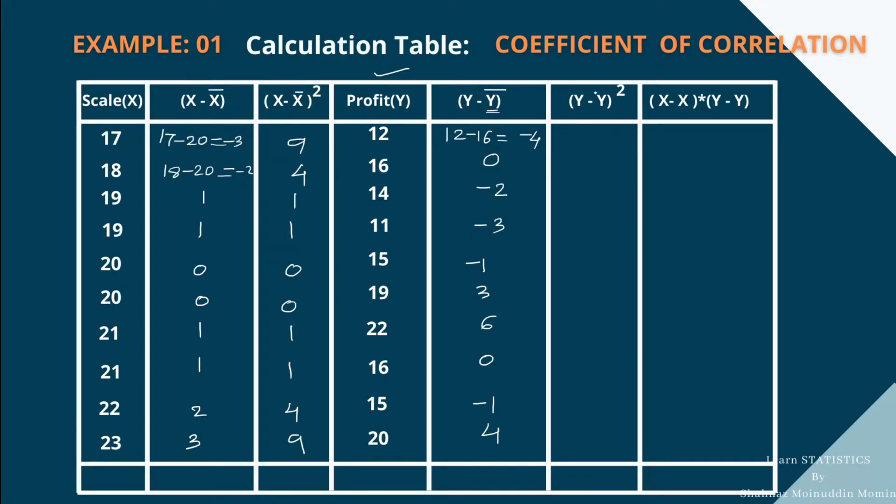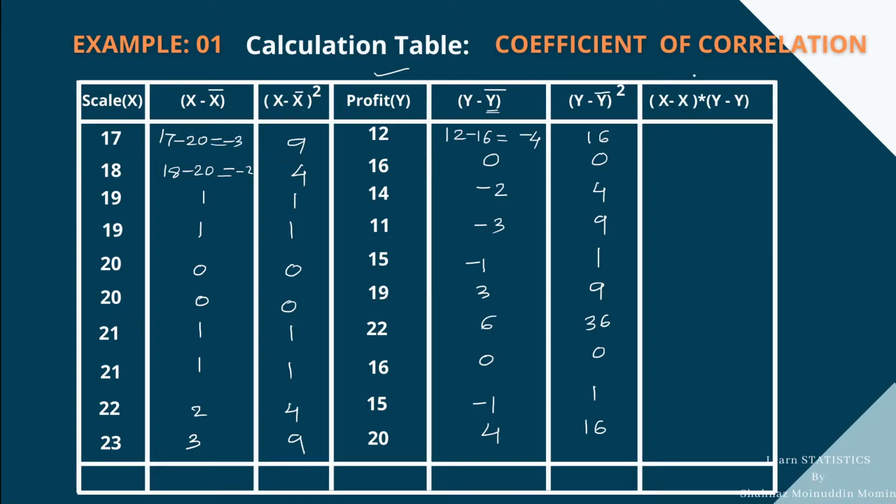Now to obtain the next column, (y minus y bar) square, we square the y minus y bar column observations. So it is 16, 0, 4, 9, 1, 9, 36, 0, 1 and 16.